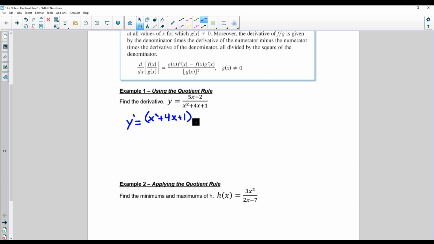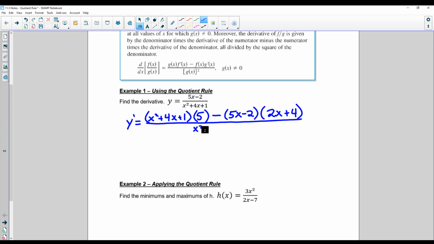And that is times d high. Low, d high. The derivative of the top, I'm just going to use the power rule to find it, and it's just 5. All right. And then minus, on this part now, minus high d low. So the high part is just 5x minus 2, the top function. And then times the derivative of the bottom function. So I'm going to do the power rule again to this bottom function. So it's 2x plus 4. And then all that is over the bottom function squared.